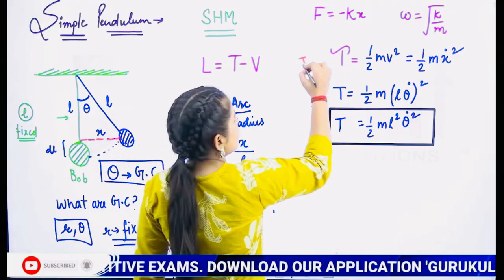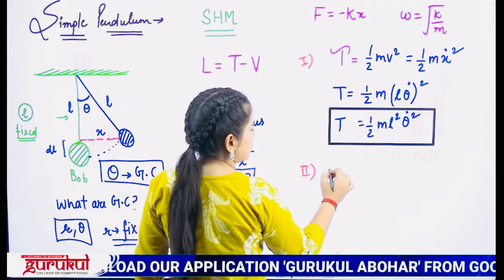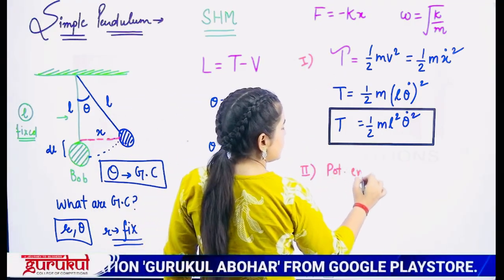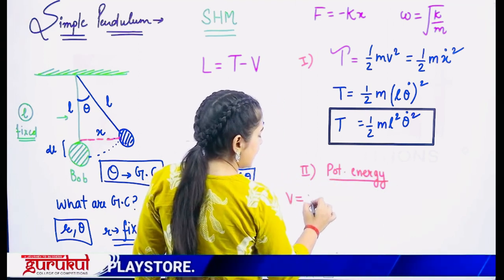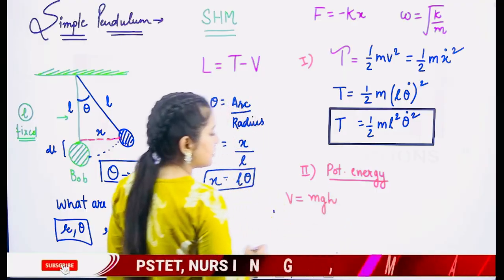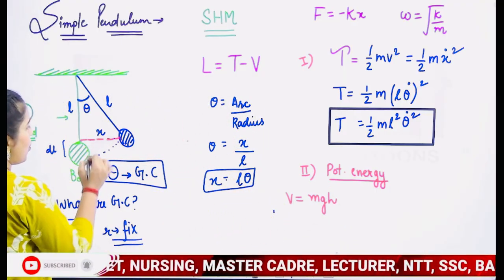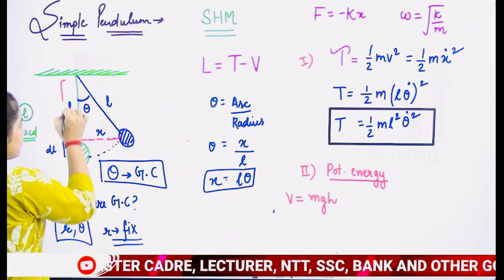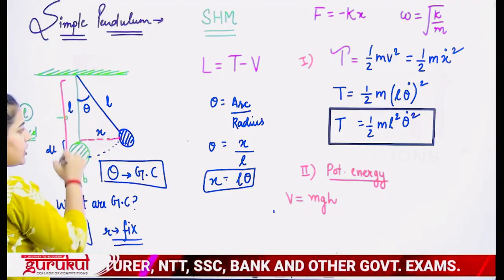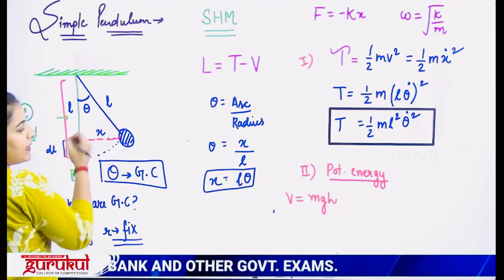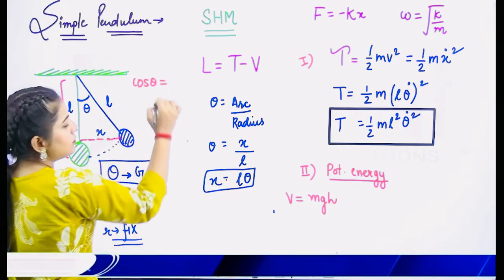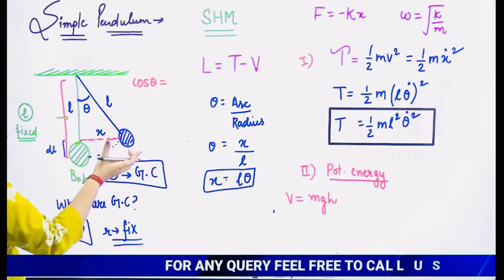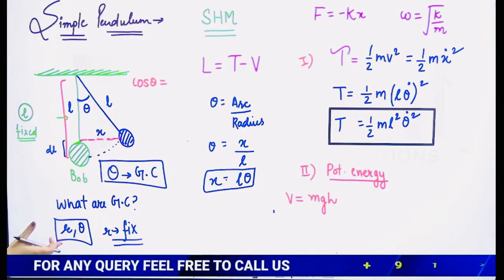Now, this was the first step, and the second step is to determine the potential energy. What is potential energy? That is mgh. Now, mgh will be given by, please use cos theta. Cos theta is nothing but base upon hypotenuse.